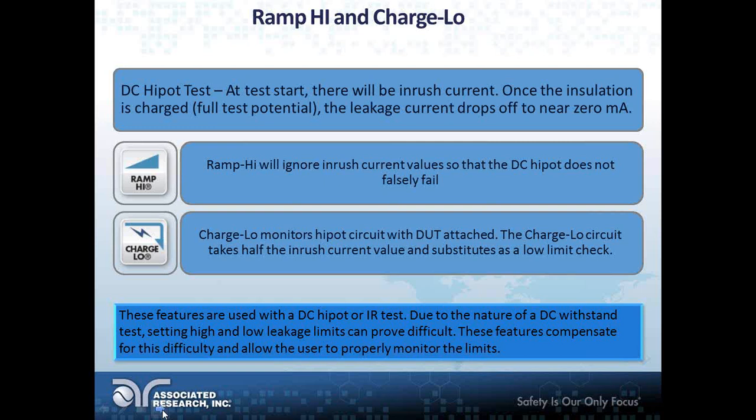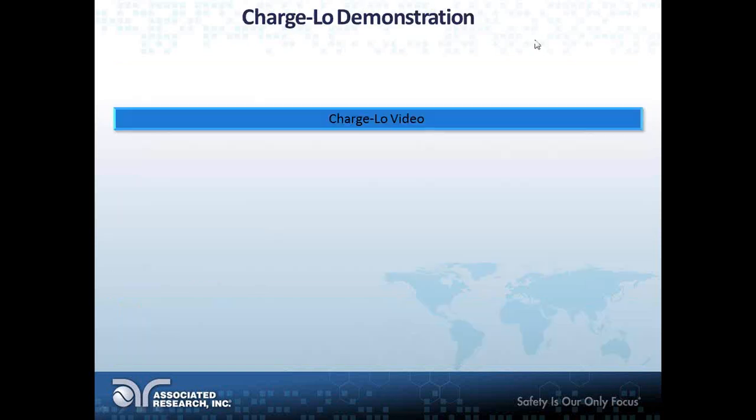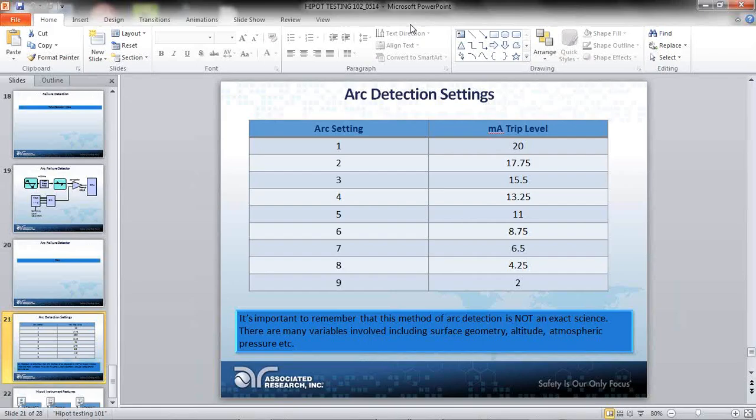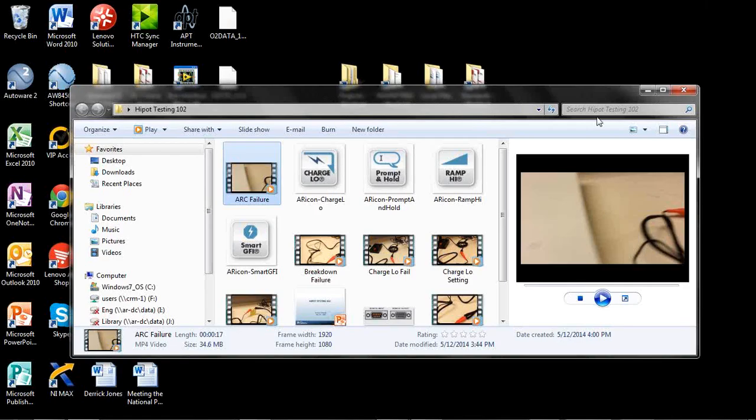That's what charge low does. What charge low does is you connect up your circuit as you would the test. You let the unit run a little quick diagnostic, and basically what it does is it looks up the charging current, takes half that value and says, all right, with this product I should be getting at least this much. So basically these allow you to compensate for limits for a DC Hipot test, because that can be a little bit trickier. So let me show you a quick example of what I'm talking about here for the charge low circuit.